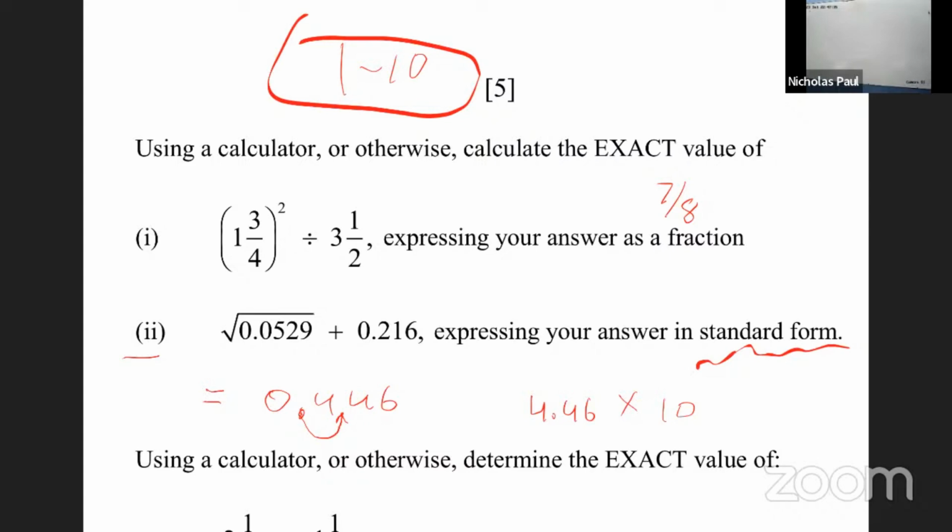If you move to the right, the power is negative. If you move to the left, the power is positive. Remember, when you move the decimal place to the right, the power is negative. When you move it to the left, the power is positive. Let's just try 2 more.